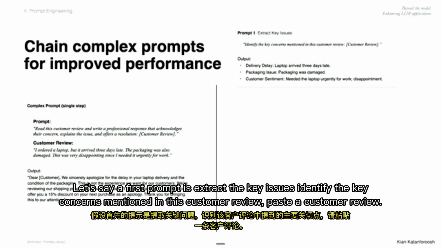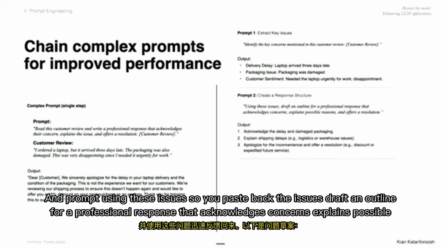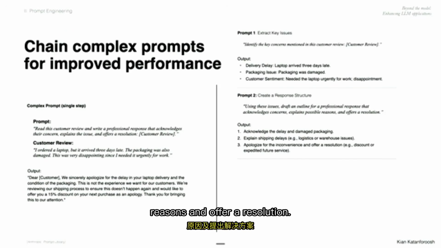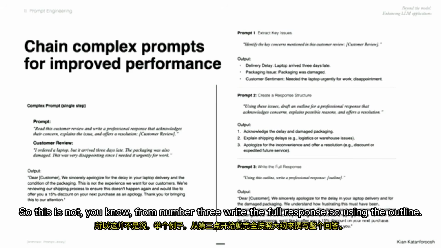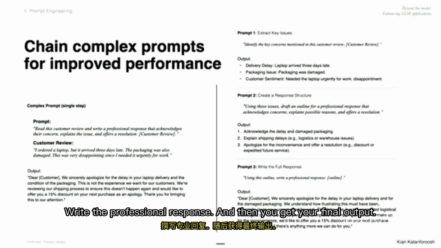Let's say the first prompt is extract the key issues. Identify the key concerns mentioned in this customer review. Paste the customer review. Second prompt, using these issues, so you paste back the issues, draft an outline for a professional response that acknowledges concerns, explains possible reasons, and offers a resolution. So this is not yet the full response. Prompt number 3: using the outline, write the professional response. And then you get your final output.